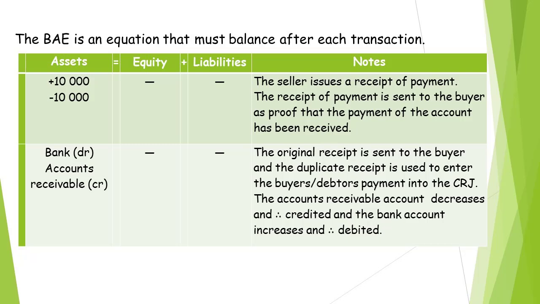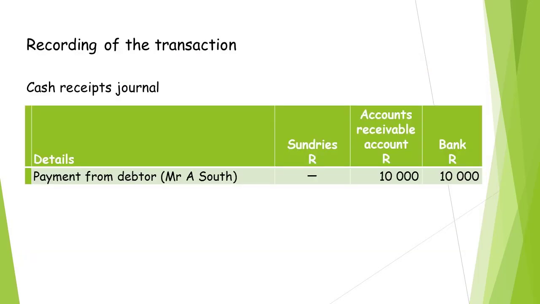The information on the duplicate receipt is used to record the transaction in the cash receipts journal of the business. To record the transaction in the cash receipts journal, in the details column you need to indicate that you received money from a debtor, as well as the name of the debtor.